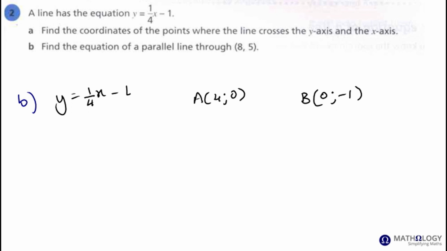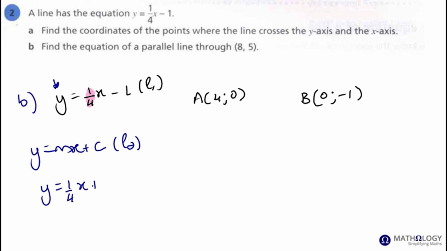Okay, find the equation of a line that's parallel to the line y equals a quarter x minus 1, but passes through (8, 5). So the line we want is y equals mx plus c. I'm going to call this line 2, and this is line 1. Line 2 has to be parallel to line 1, so the gradient of line 2 has to be the same as the gradient of line 1, which is a quarter. So y equals a quarter x plus c.